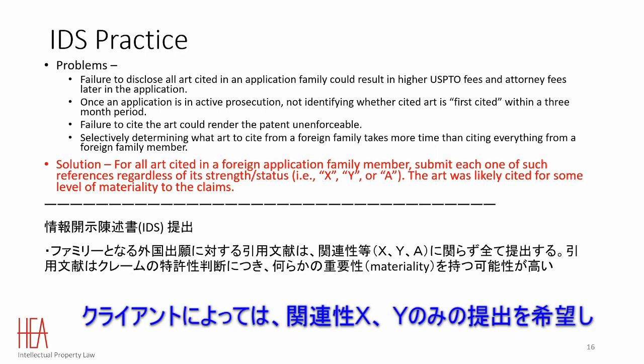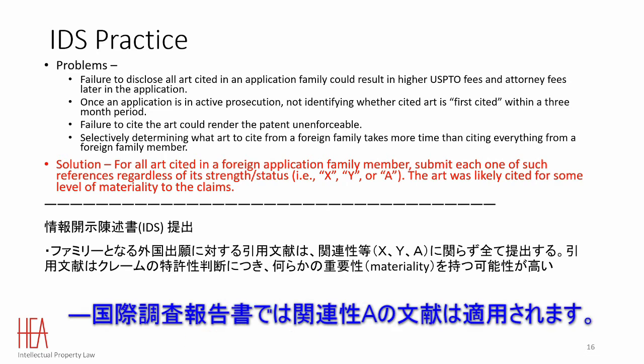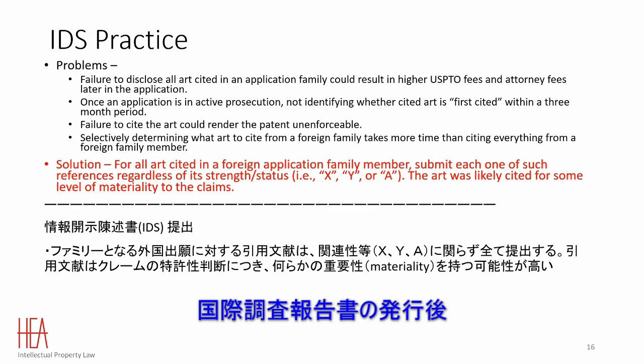Some clients would only like to submit X and Y references, and they will not submit in an IDS an A reference because the A reference is basically what the ISR says is kind of related, but it's not a novelty issue or an obviousness issue. This is just other things that we found during the search, and we're not going to apply this reference in the rejection. So for the ISR, okay, that can be reasonable.